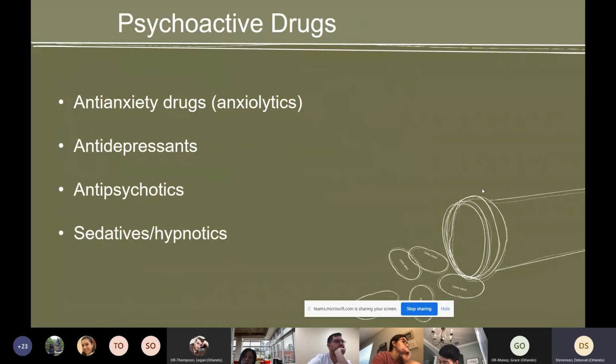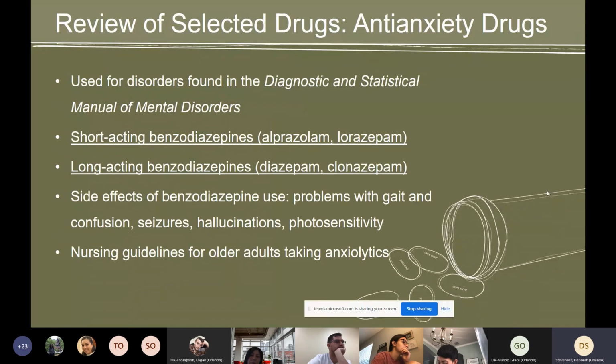Some psychoactive drugs, I've got them listed all here for you. Antidepressants. So let's look at some of these. We have our anxiety drugs. These are the benzos or the benzodiazepines, lorazepam. The PAM drugs are, that's basically how you can remember that it's an anti-anxiety drug.